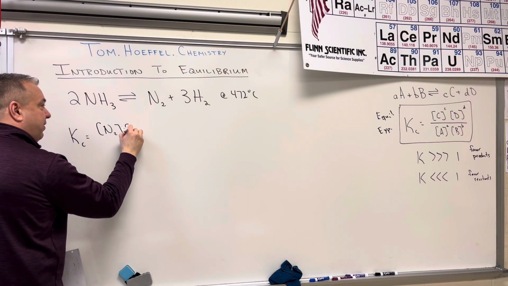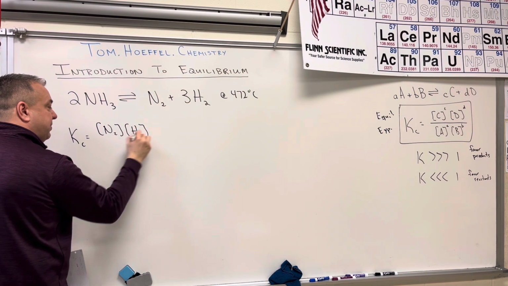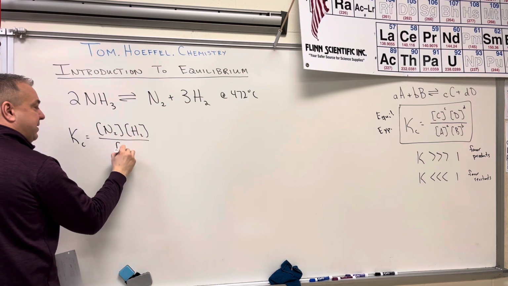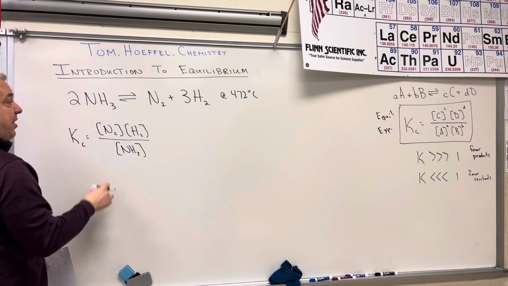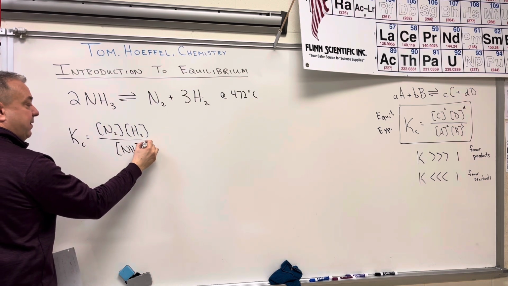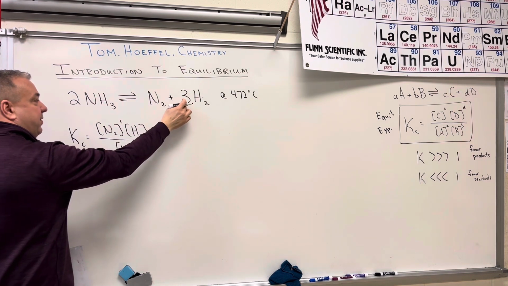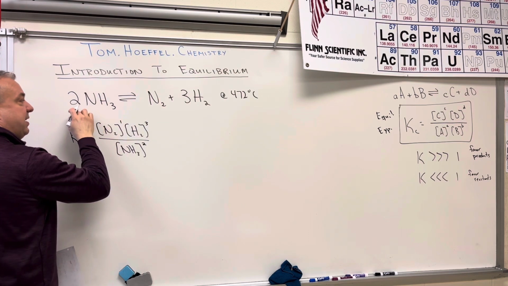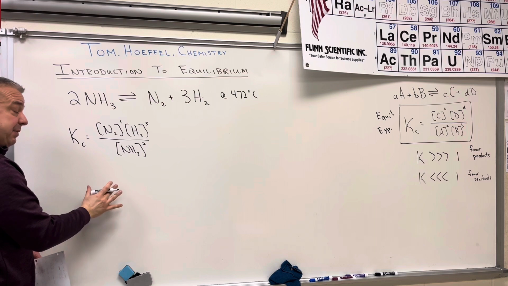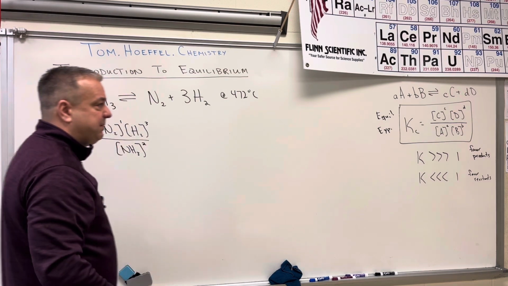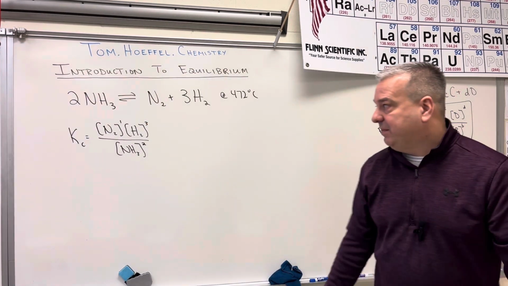So my products are the N2 and the H2, and that's over the reactants, which is going to be NH3, and the exponents are the coefficients in the balanced chemical equation. So this is the equilibrium expression for this particular chemical equation, okay?